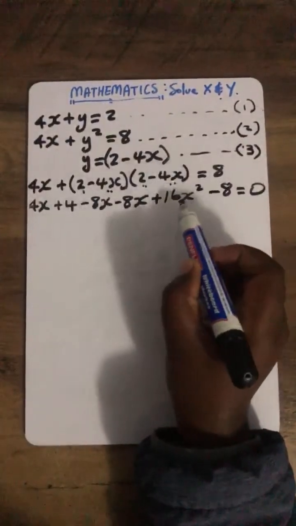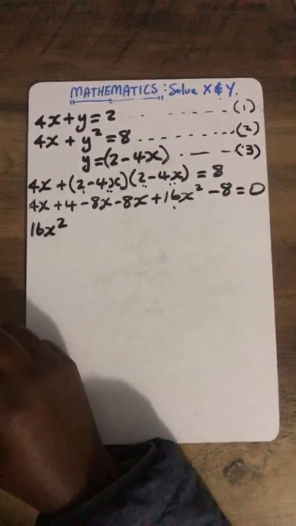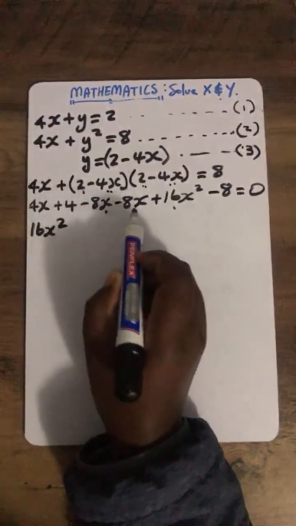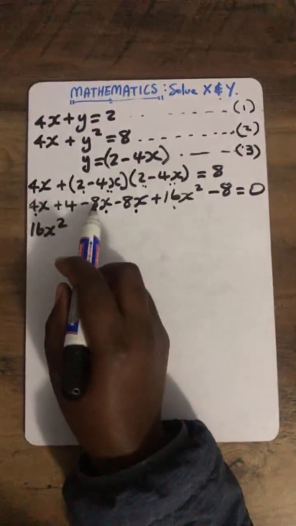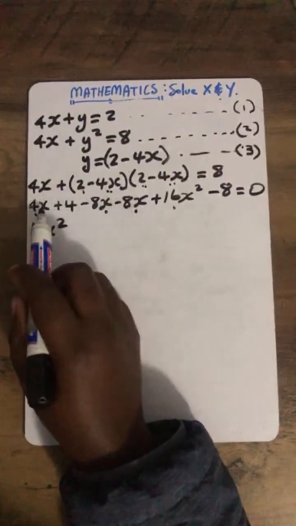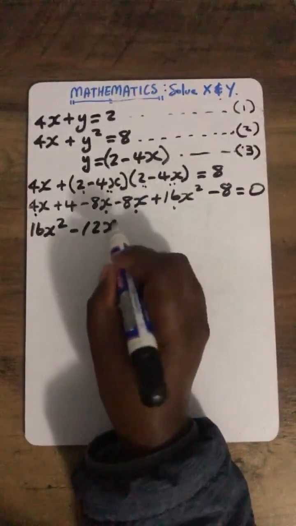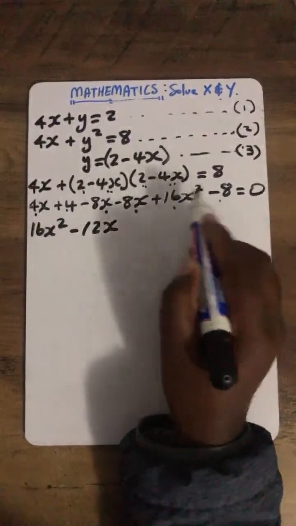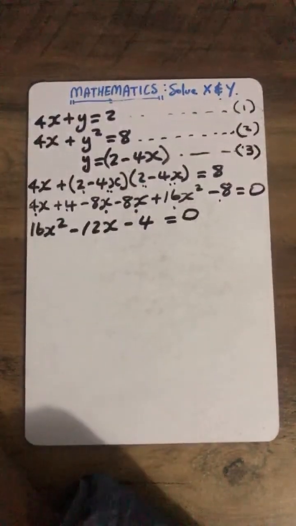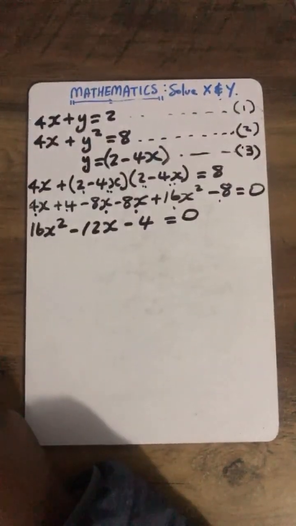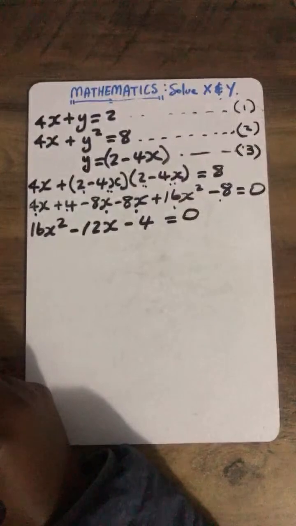Okay, so now we've got a positive 16x squared. This, that, and that, they end up giving negative 16 plus 4, it becomes negative 12x. Then that 8, it ends up being negative 4, and that equals 0. For some of these things, honorable members, you need to have some brains in order to work out these numbers.